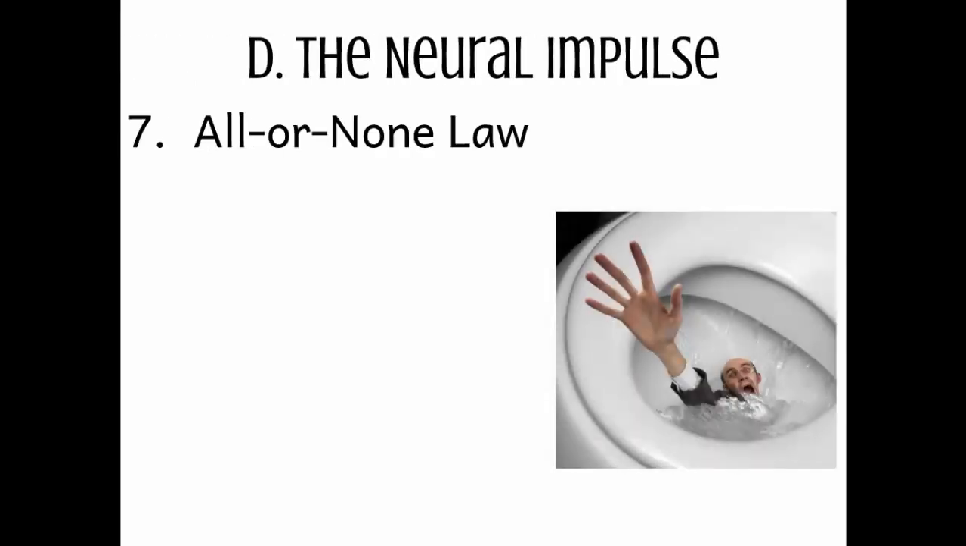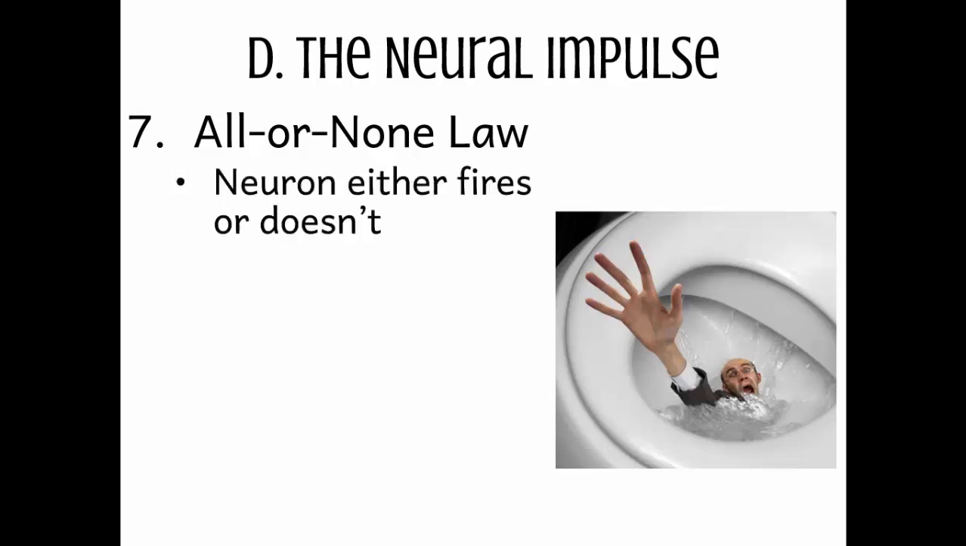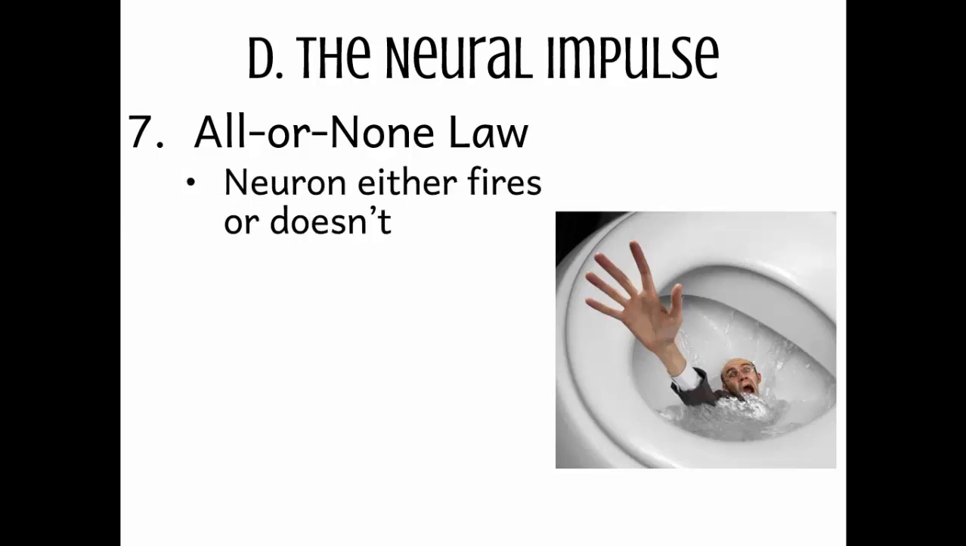The all or none law. This refers to when the neuron fires, and here's the deal. The neuron either fires or it doesn't. There's no in between. It's like you flush that toilet and it's gone. Whatever it is that you lost down the toilet, okay, if you dropped your ring in there or whatever, it's gone. Some things you're like, yeah, I want it to be gone, and that would be good, but the neuron either fires or it doesn't. There's no in between, and you can't stop it once it started.